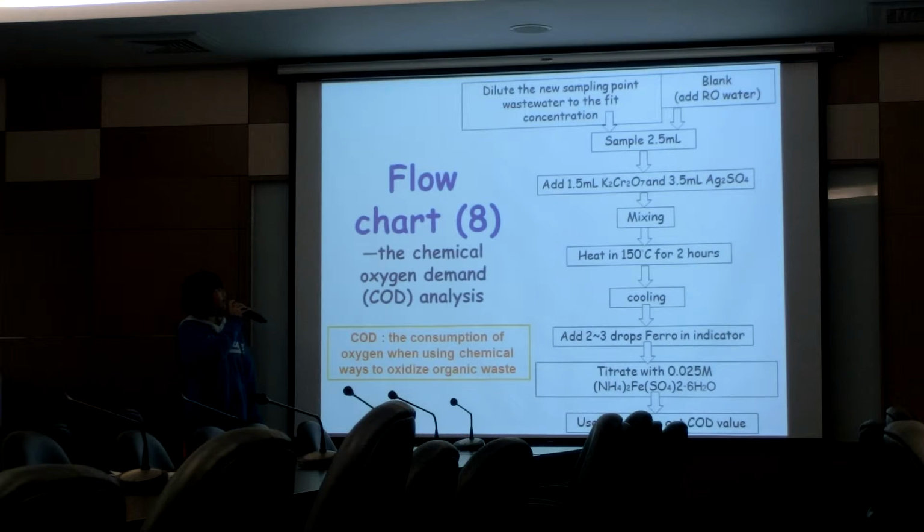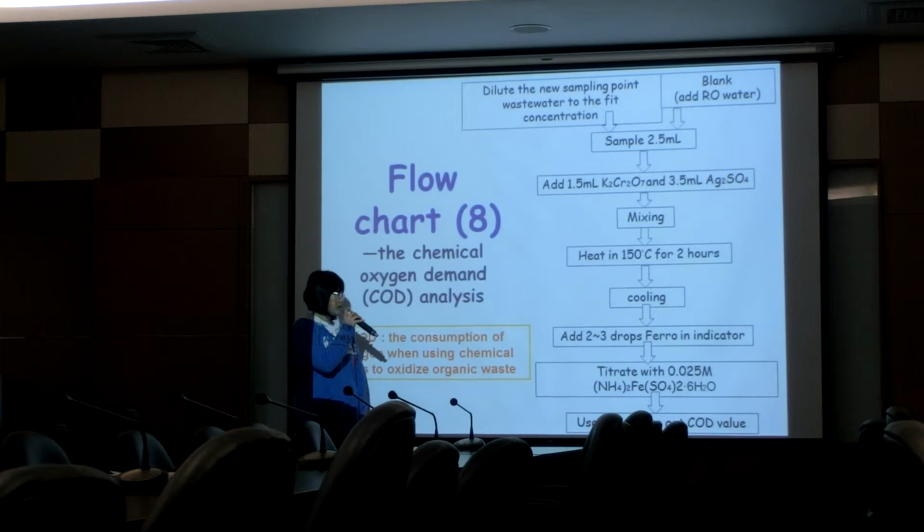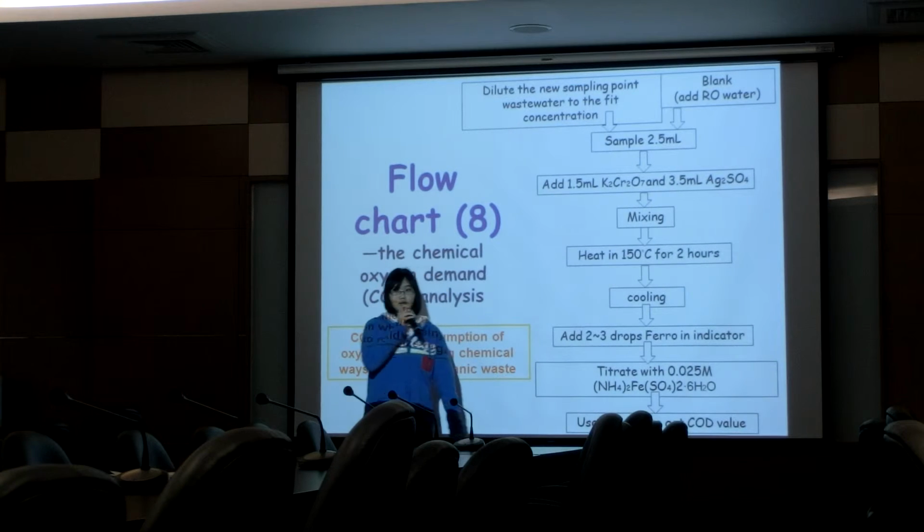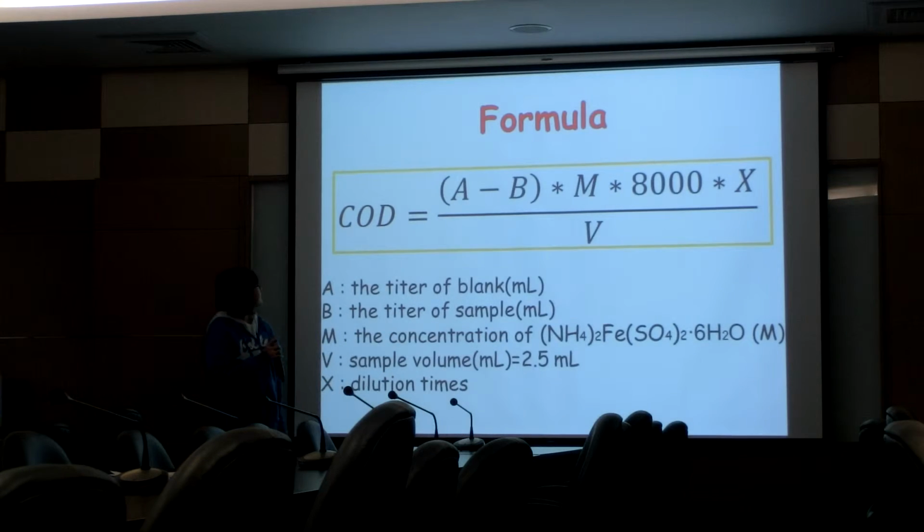This is flow chart 8, the chemical oxygen demand analysis. COD is the consumption of oxygen when using chemical waste to oxidize organic waste. We first do this process, then we put into the formula to get the COD value. This is the formula we use.